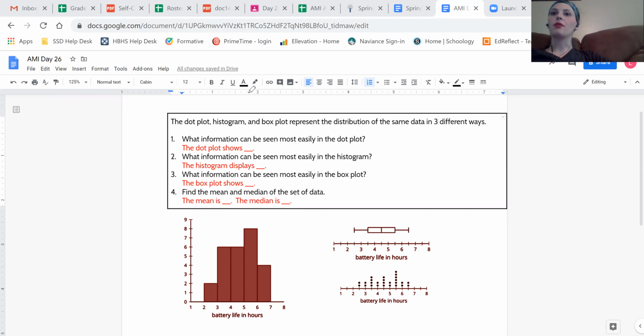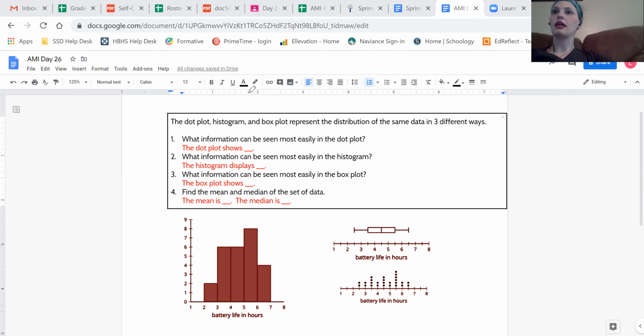1. What information can be seen most easily in the dot plot? 2. What information can be seen most easily in the histogram? 3. What information can be seen most easily in the box plot? And 4. Find the mean and the median of the set of data.